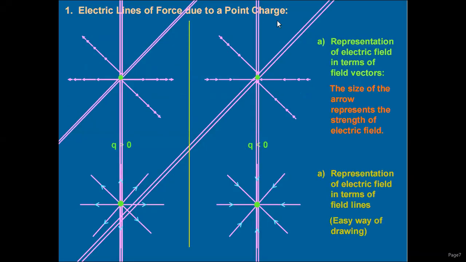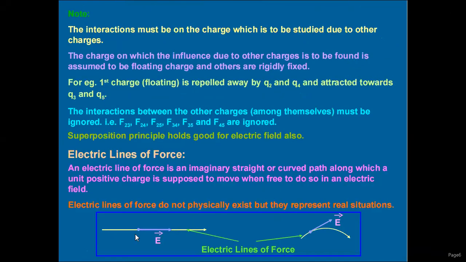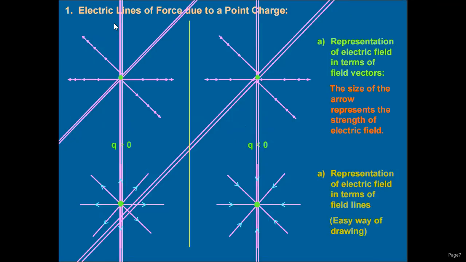Actually, suppose this is the electric field, and the electric line of force will be like this. We have studied the properties of electric line of forces in our previous slide. Electric line of force do not physically exist, but they represent the real situation. We have to remember this. So electric line of force due to a point charge will be like this. If the point charge is positive, then the line of force will be outwards, and if the charge is negative, then the line of force will be inwards. We have to remember this. Okay, representation of electric field in terms of vector field.